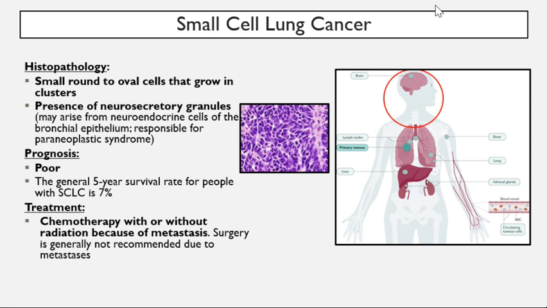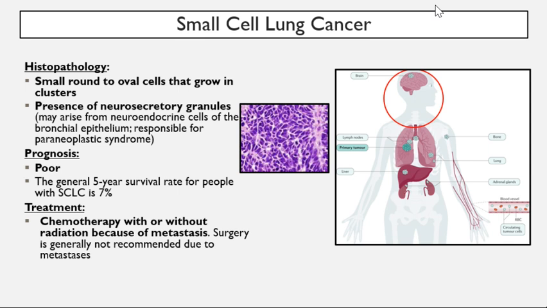So what you can see here is obviously there's very small cells, generally speaking. There's not really reference cells, but the problem here is that these are neurosecretory granules, and so they secrete a whole bunch of stuff, and we'll talk about them later. But they may arise from neuroendocrine cells from the bronchial epithelium responsible for paraneoplastic syndrome. Prognosis is poor for these.